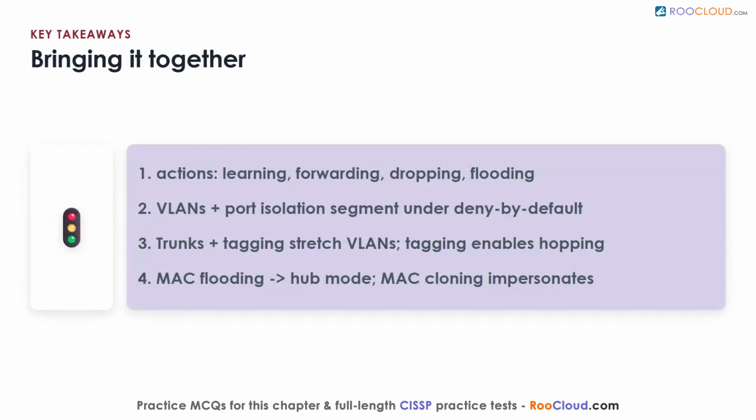So let's bring it together. A switch runs on 4 actions: learning, forwarding, dropping, and flooding. And a managed one lets you build VLANs. VLANs and port isolation segment traffic under deny by default, while port mirrors and taps let you watch it. Trunk ports and VLAN tagging stretch segments across switches, but tagging opens the door to VLAN hopping. MAC flooding forces a switch into hub-like flooding, and MAC cloning impersonates trusted devices. Lock these down with address limiting, filtering, and a solid inventory.